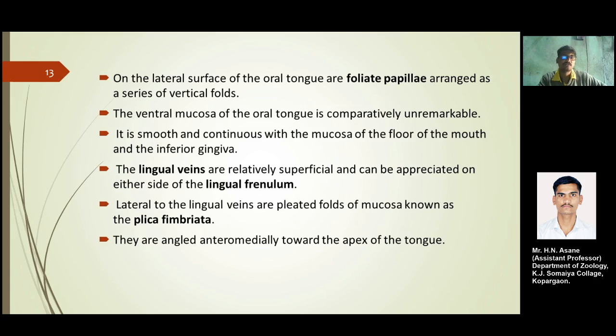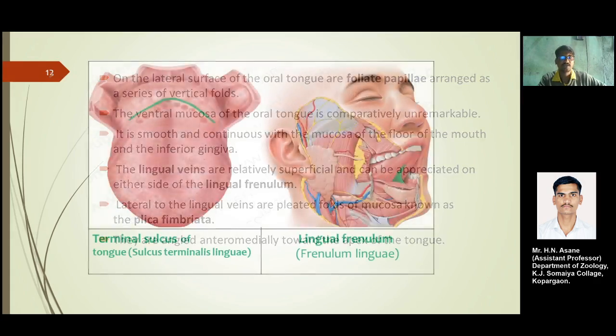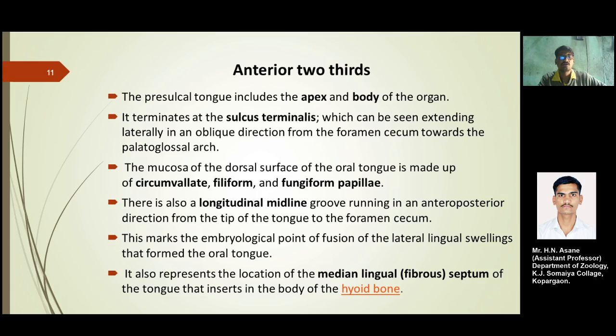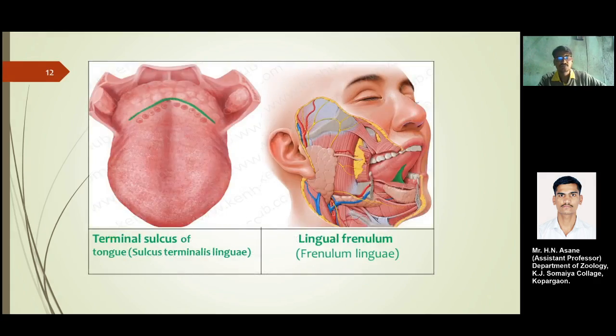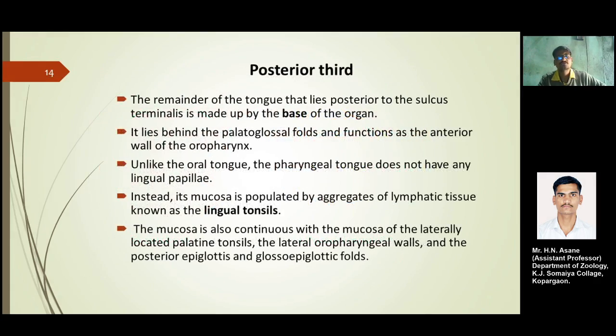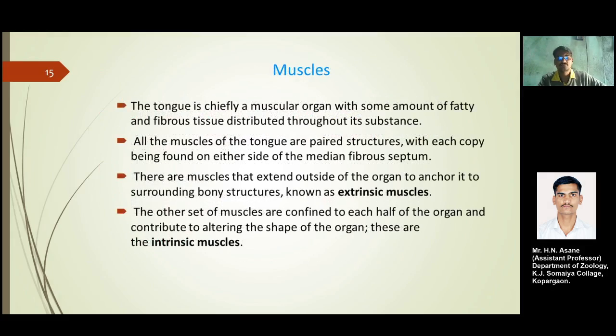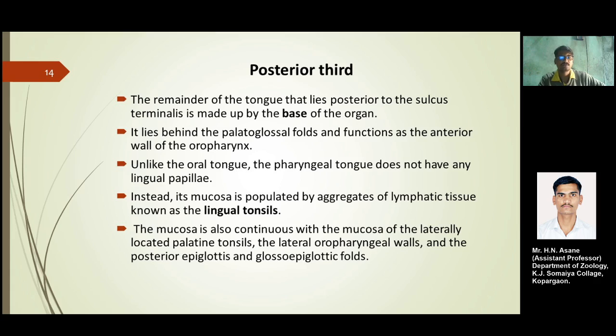papillae, then the lingual frenulum, plica fimbriata, and the fusiform papillae, circumvallate papillae, and these types of the papillae. Okay, so at the posterior third we have seen all about the base and the root with the tonsils type, and we have seen its specifications.